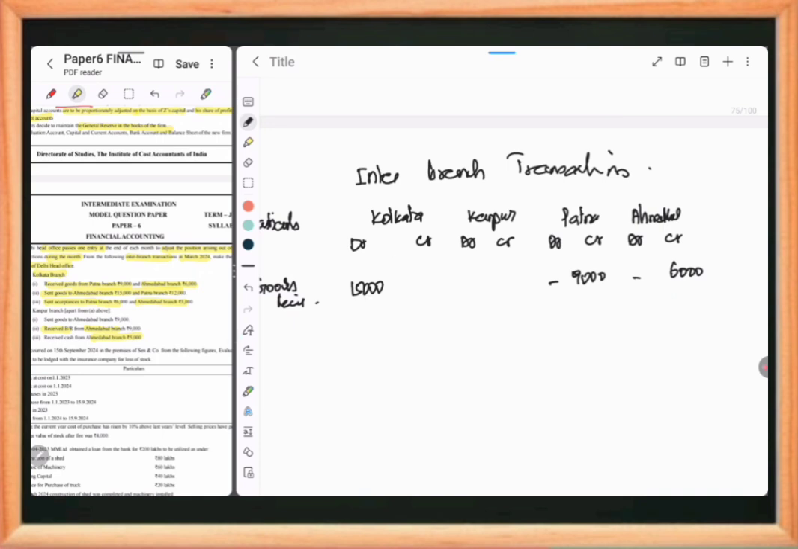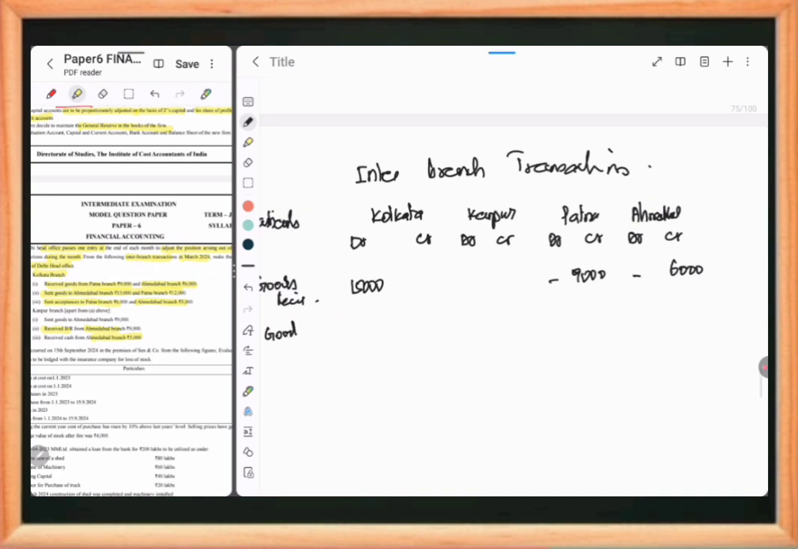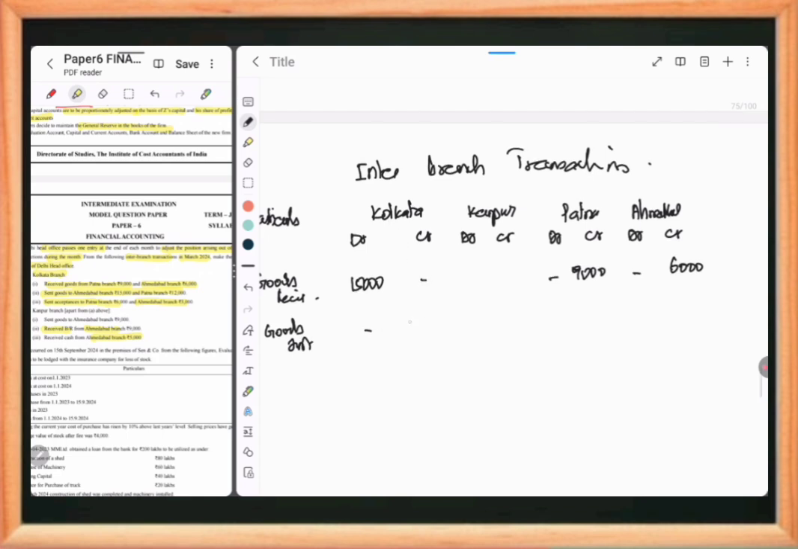And then goods sent. Goods sent means Kolkata branch is the giver. So total giving is 27,000 rupees. To whom? Patna branch debit, receiver 12,000 rupees, and Ahmedabad branch 15,000.